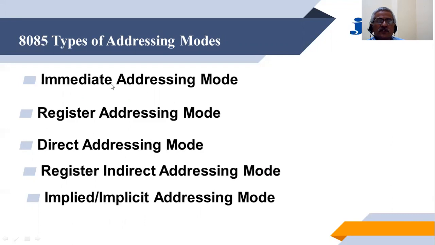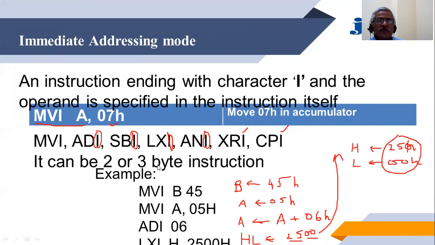In short, the immediate addressing mode refers to the data item which immediately follows the instruction. In register addressing mode, the data items are stored in the registers. In direct addressing mode, we directly refer to the addresses of the data items where they are stored in the memory. In register indirect addressing mode, the registers referred to in the instruction contain the address of the data items. And finally, the implied or implicit addressing mode contains the operands as part of the operation code itself. Let us discuss them one by one.